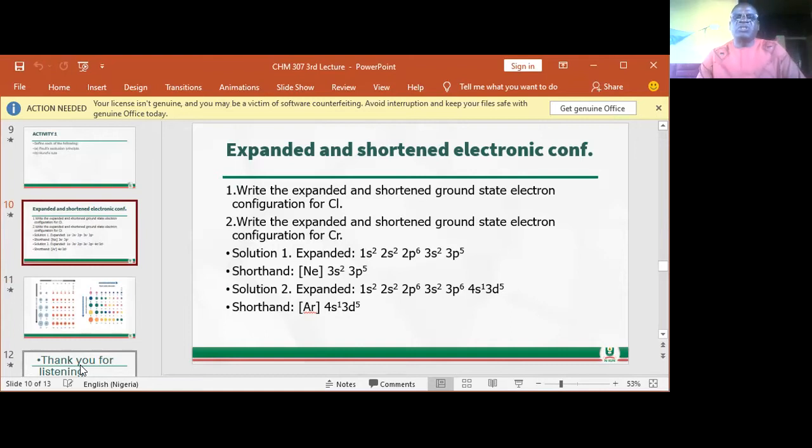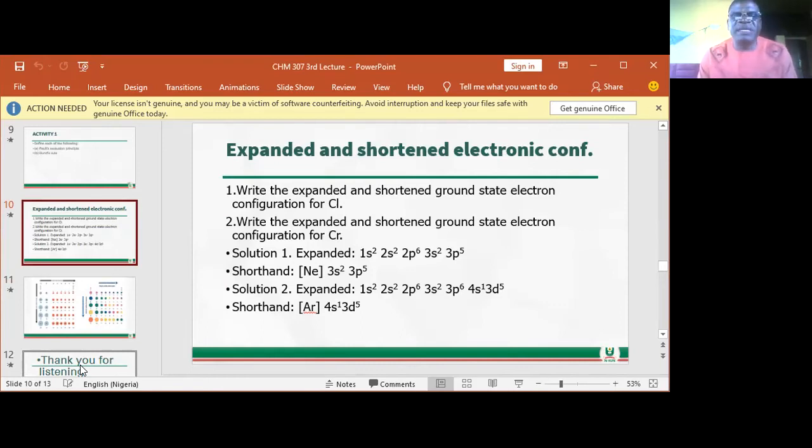Write the expanded and shortened ground state electronic configuration of chlorine. Chlorine has an atomic number of 17. So the expanded electronic configuration is going to give you 1s2, 2s2, 2p6, 3s2, and 3p5. If you add all the superscript figures, that is going to give you 17.